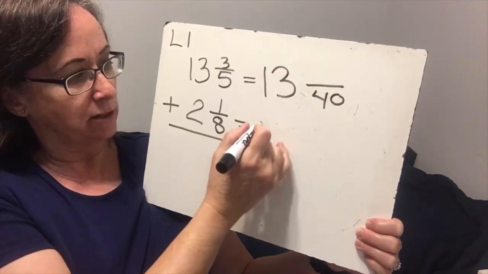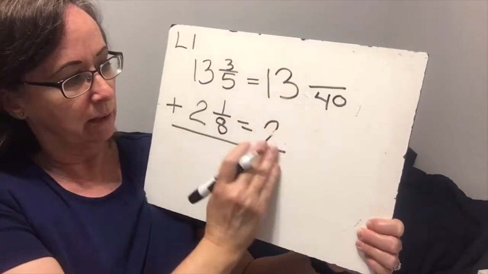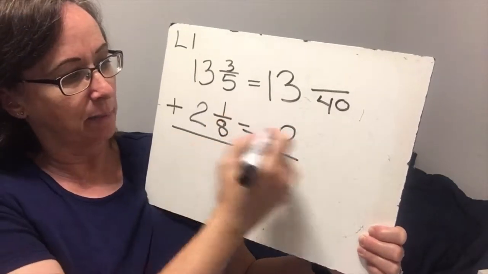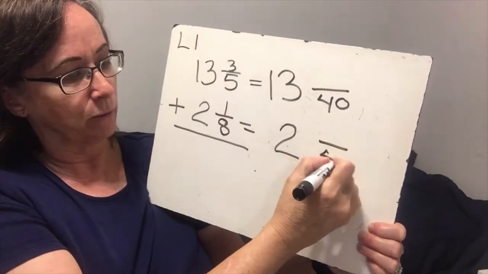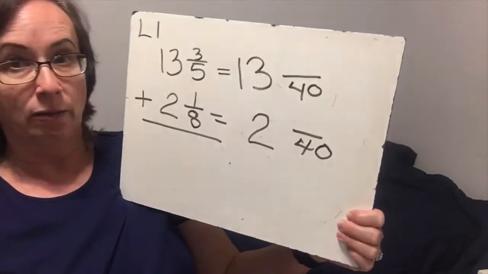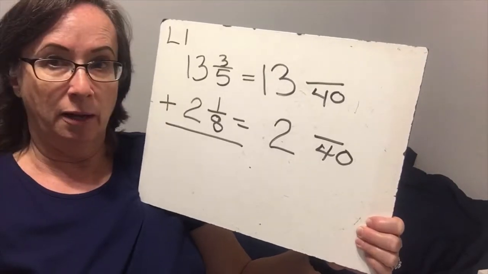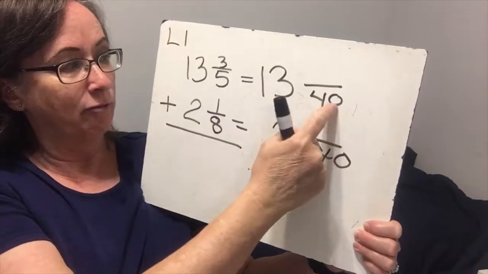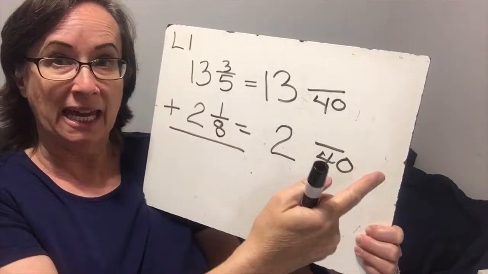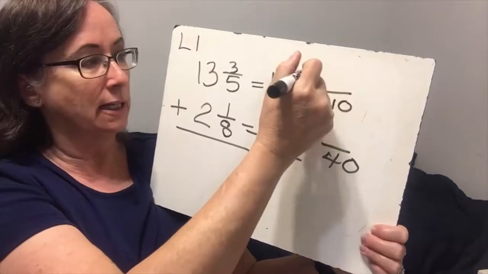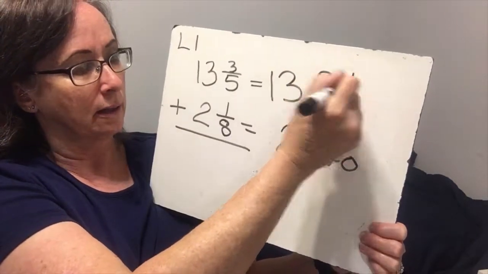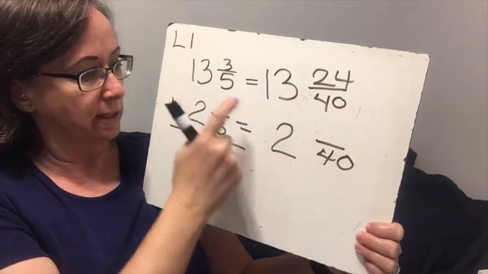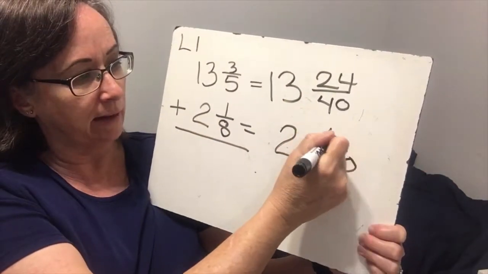And then we're going to change this one down here to a 2. I better stick that 2 underneath the 3. And something over 40. So now let's do our little multiplication. 5 times what is 40? And 40 divided by 5 is 8. So 5 times 8 is 40. 3 times 8 is 24. And then on the bottom, 8 times 5 is 40. So 1 times 5 is 5.